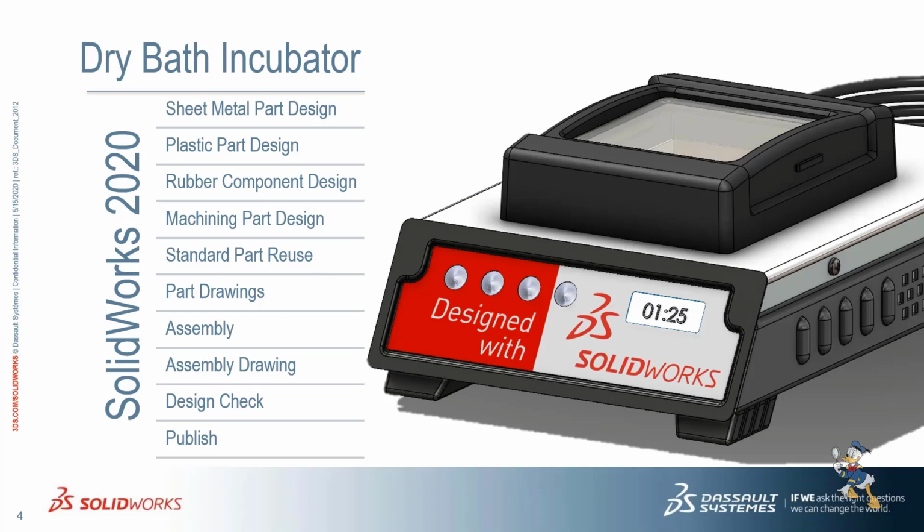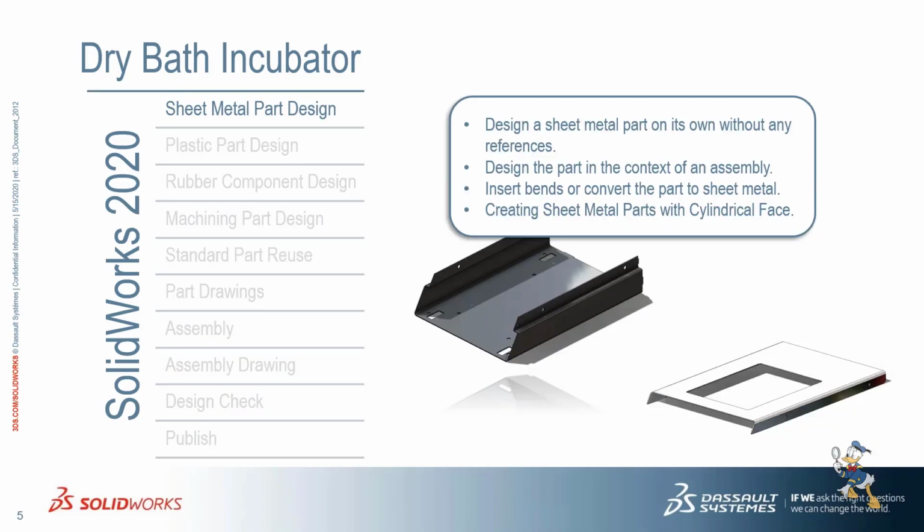In the Bath Incubator, many components are going to be designed which compose this model. So let's start with sheet metal design. Sheet metal design is composed of many modules used to design a sheet metal component. We can design a sheet metal part on its own, or with reference to some other part. Designing the part in the context of an assembly is also applicable in SolidWorks. Insert bends, convert the part, and creating sheet metal with a cylindrical face are also possible. So let's see in SolidWorks how it is possible.